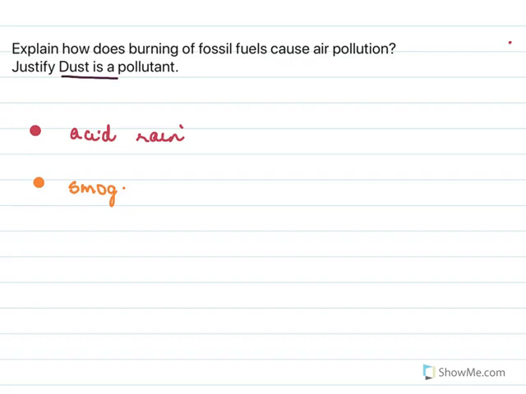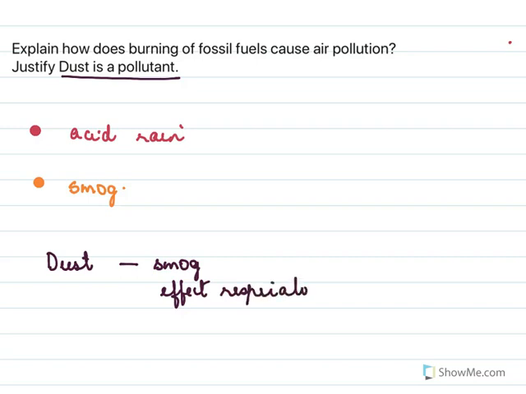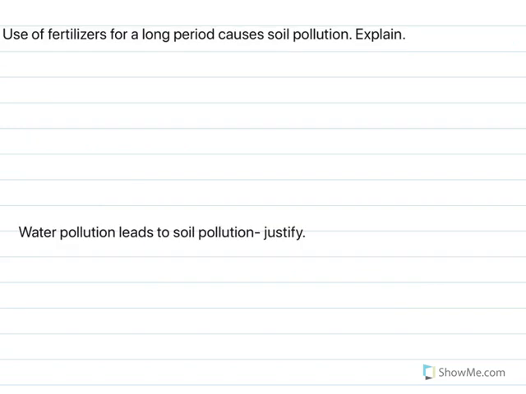And for the next question, dust is a pollutant because if there's too much of dust, number one, you get smog, which lowers visibility, and breathing such air can also cause certain diseases. It will affect the respiratory system. It can cause allergies, respiratory allergies.